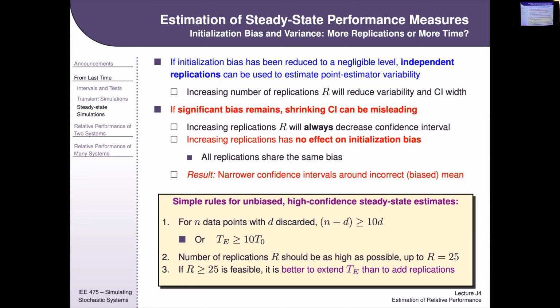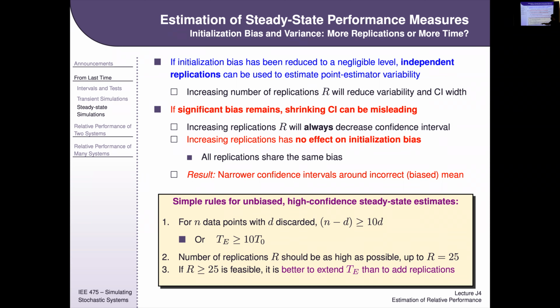So there are general rules to try to figure out exactly how long your simulation needs to be. If you, for example, decide that you're going to discard D data points, then the general rule is that you better have 10 times that after that. Or in continuous time, the rule is if you have an initialization period of T naught, you want your end time to be at least 10 times T naught. It's just a heuristic. It's not guaranteed, but whatever you decide about your initialization period, you want to make sure you have that much more data.